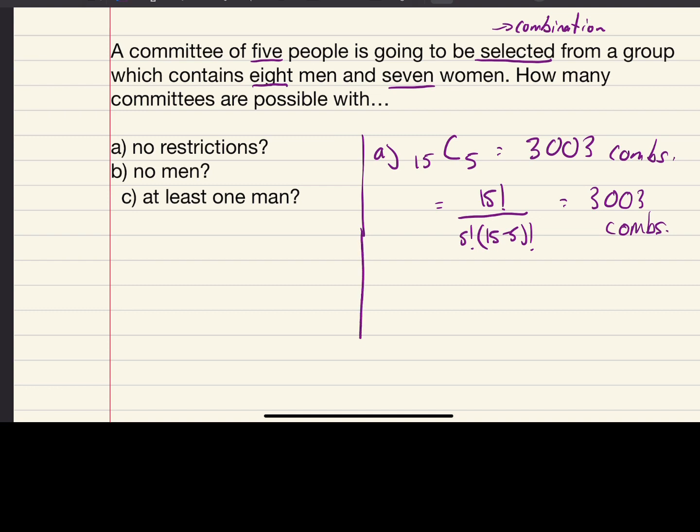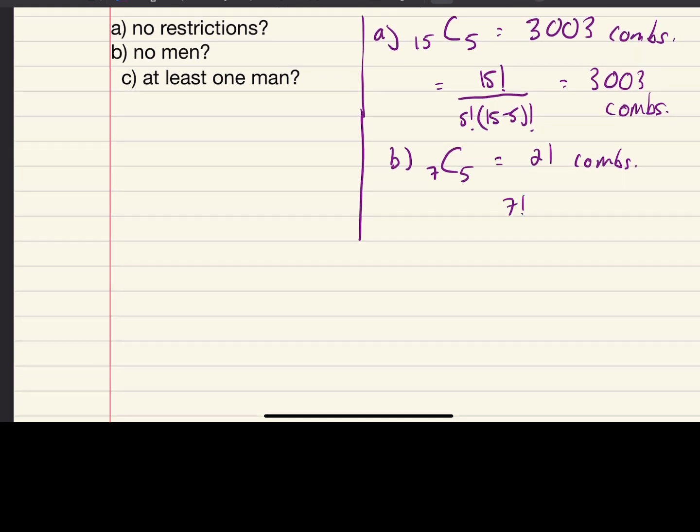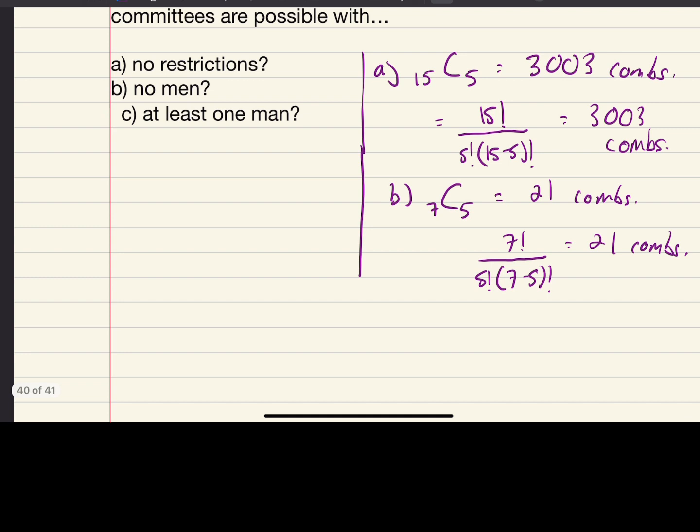Now for B, and I'll extend the line over here. For B, what if there were no men? That means that it's only women that are going to be selected in this committee of 5. So out of 7 women, we're going to choose 5. And they can be in any order or no order for that matter. So this is a combination. So if you go 7 choose 5, that is going to give us a total of 21 possible combinations. Now, formula-wise, that would be 7 factorial divided by 5 factorial multiplied by 7 minus 5 factorial. And again, that's the expanded version. So I solved the first two. I got 3,003 combinations for the first one, and then 21 combinations for the second one.